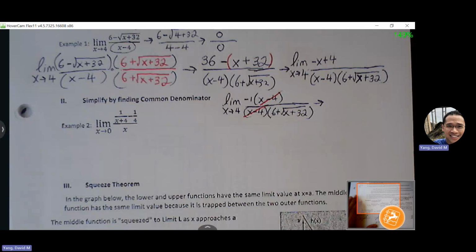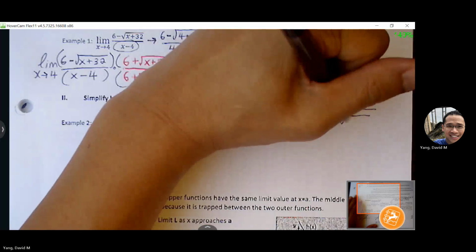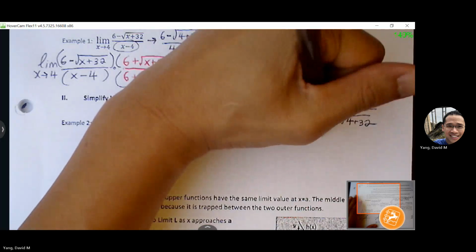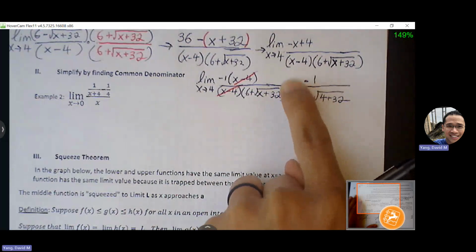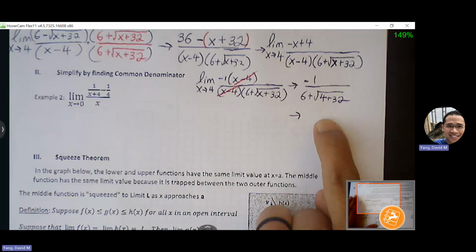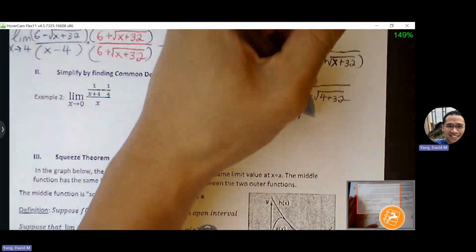We can't stop yet, right? We're trying to find a limit. We're trying to find a number. What's our final step? Replace the remaining x with what? With 4. Notice all my x's have disappeared. There's no need to rewrite your limit statement. Now you're just down to trying to clean this up. What's 4 plus 32? What's root 36? 6 plus 6, 12. So there's my answer.